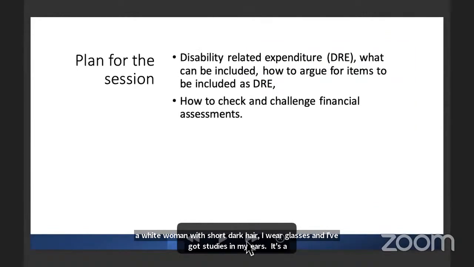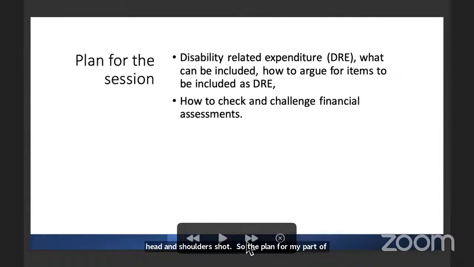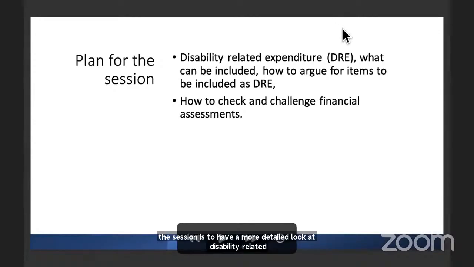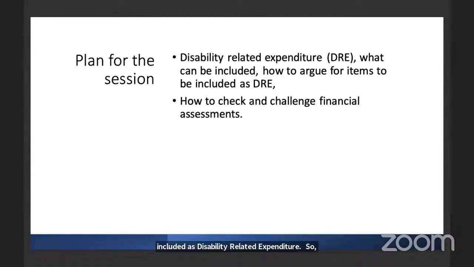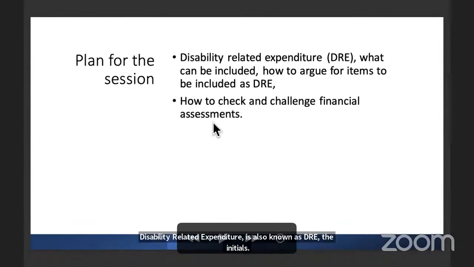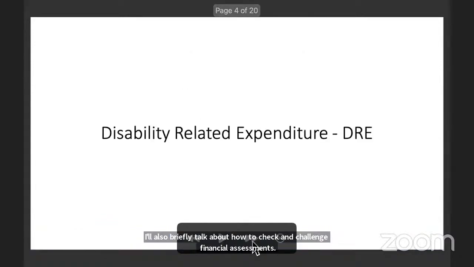So the plan for my part of the session is to have a more detailed look at disability related expenditure, what can be included, how to argue for items that can be included as disability related expenditure. Disability related expenditure is also known as DRE, the initials. I'll also briefly talk about how to check and challenge financial assessments. So I'll go on to the next slide.